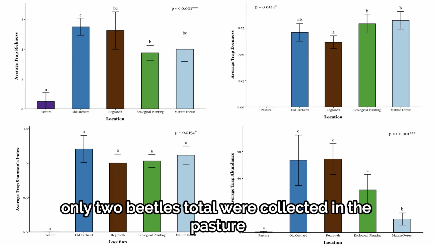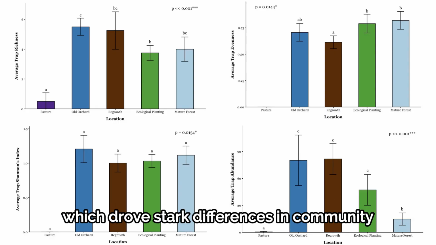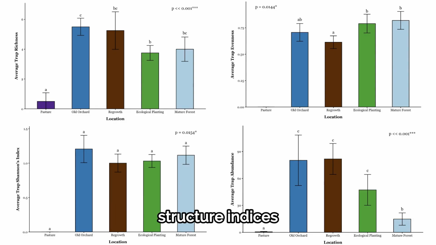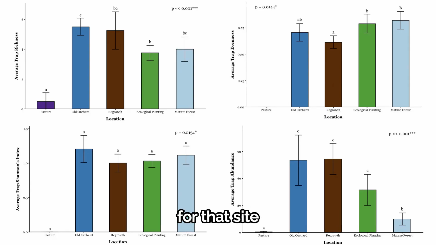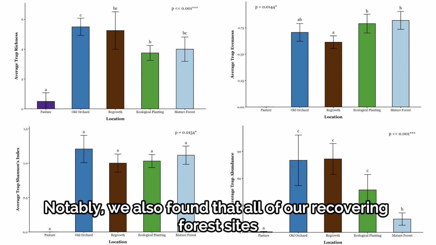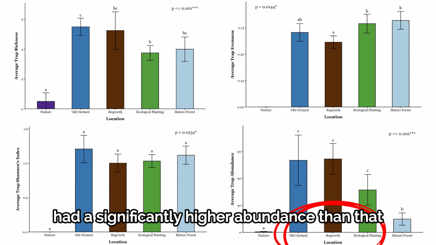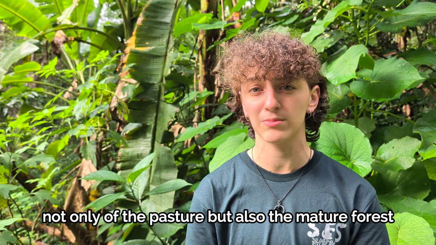Only 2 beetles total were collected in the pasture, which drove stark differences in community structure indices and impacted our ability to calculate evenness for that site. Notably, we also found that all of our recovering forest sites had a significantly higher abundance than that not only of the pasture, but also the mature forest.